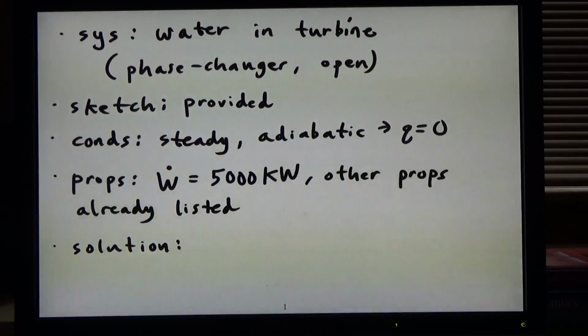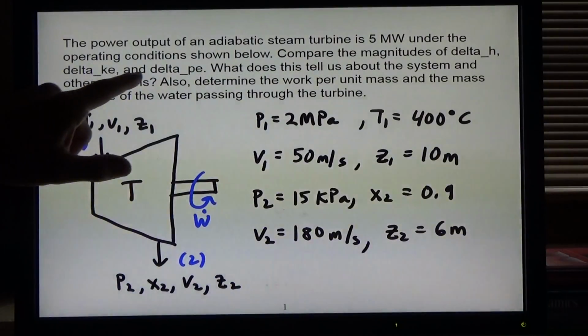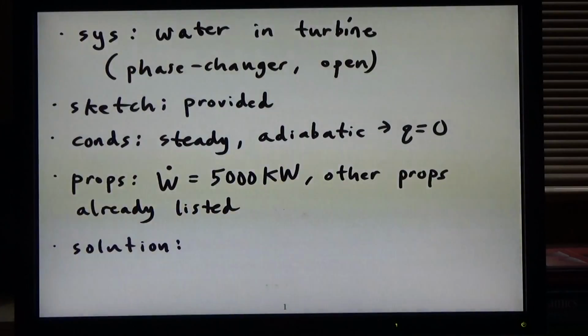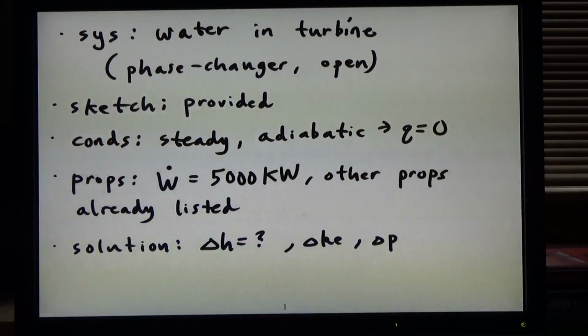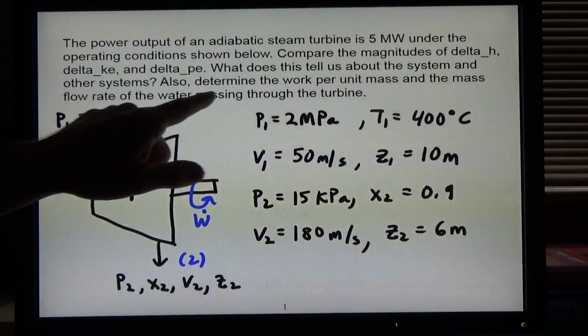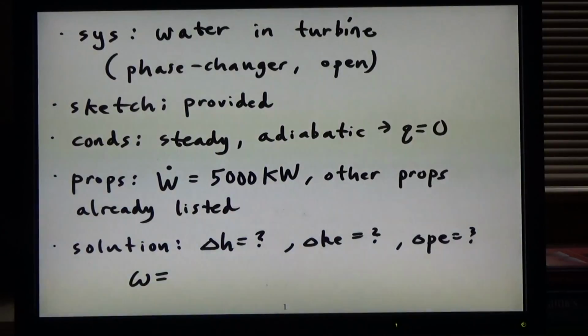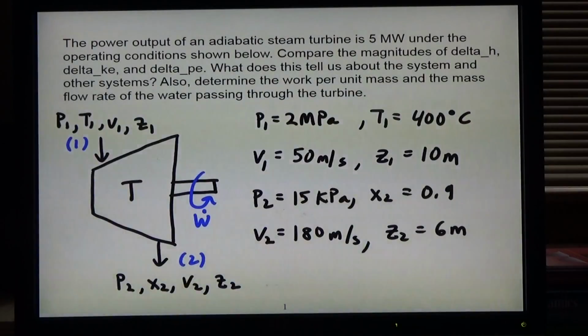Now we're ready to solve the problem. Basically it first asks us to calculate delta H, delta KE, and delta PE. So those are things that we're going to be looking for. Also, we are trying to determine the work per unit mass. So that's a lowercase w. And we also want to know the mass flow rate.